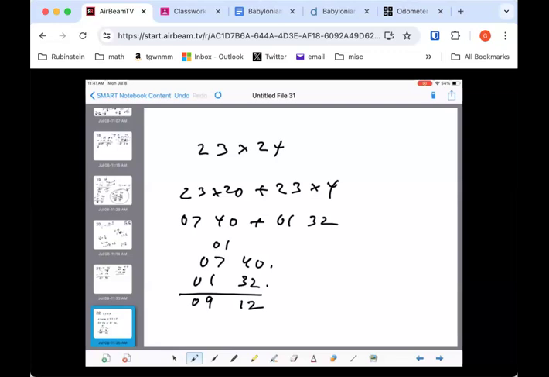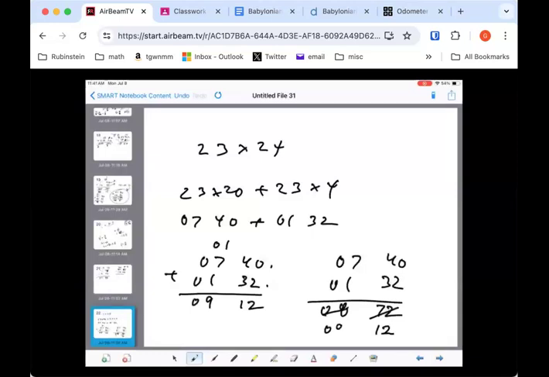Question? Yes. I'm confused about the last step, the way you added here. So what if instead I do it this way? 0740, 0132, and I just write 0872. Well, the thing is 72 is bigger than 60, so they would never have the number 72 in their ones place. So I take 60 away from 72 and I add 1 to the 8.